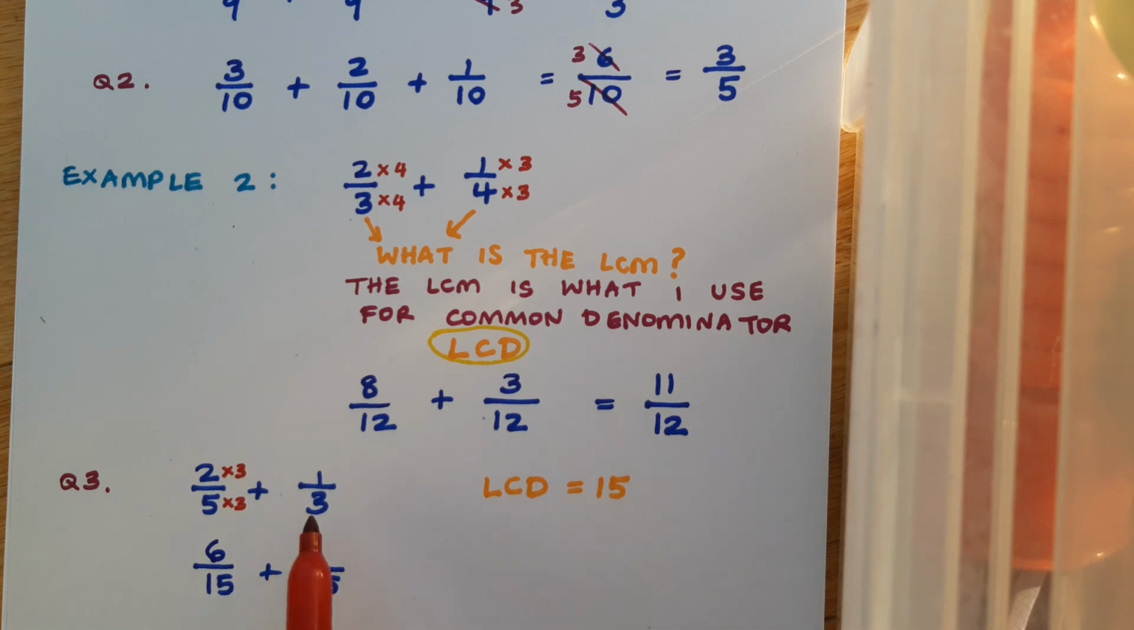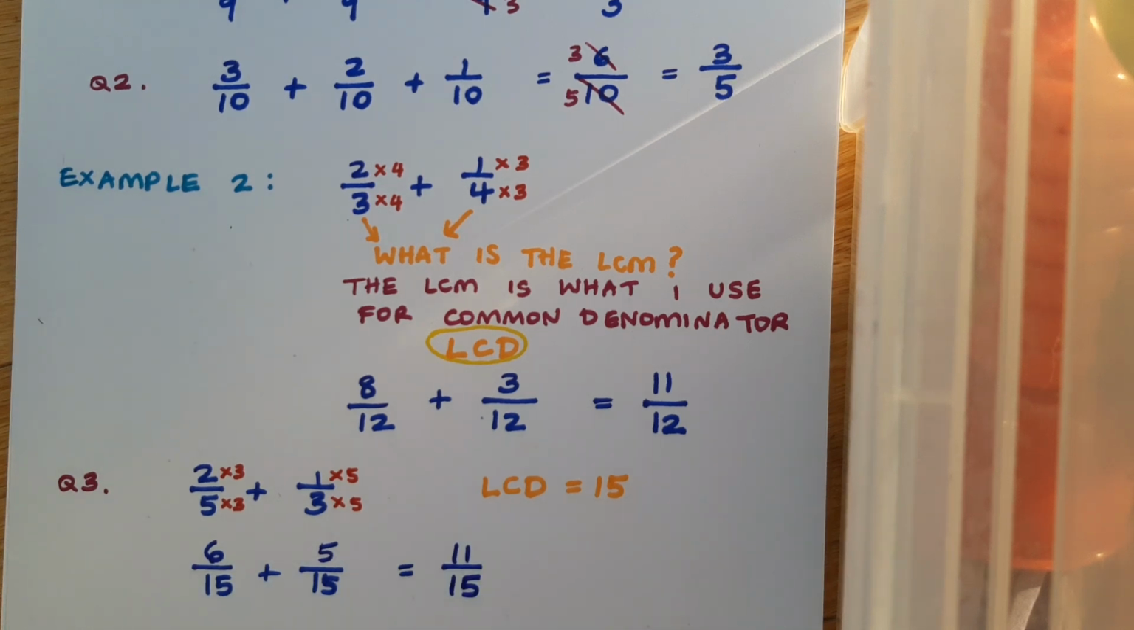And then I'll do the exact same thing on 1/3. I'll have a look at the denominator and see, well, what happened to that to make it into 15? Well, 3 by 5 is 15. So that means I must also multiply the numerator by 5. And that gives me 5 over 15. And now I've got two fractions with a common denominator, so I can add their numerators no problem. And the answer is 11 over 15.